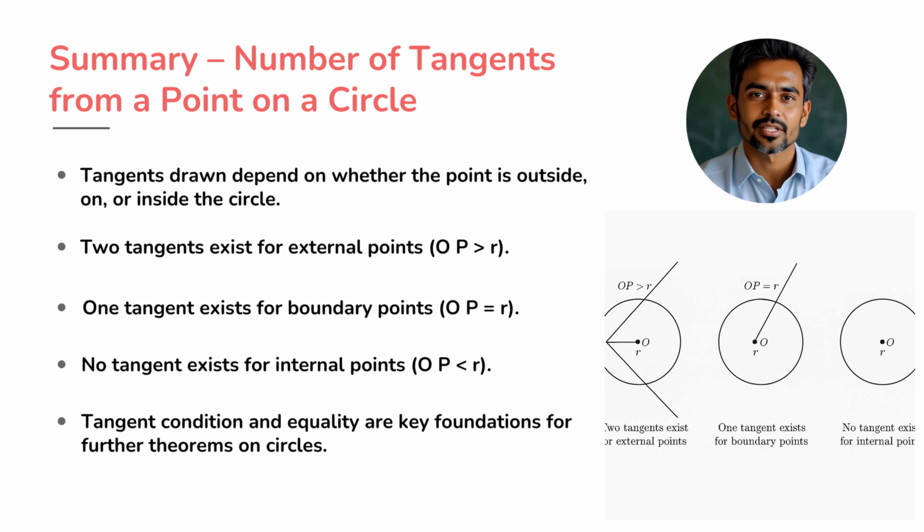Alright, let's wrap this up with a quick recap. We learned that the number of tangents depends on the position of the point relative to the circle. If OP > R, there are two tangents. If OP equals R, there is one tangent. If OP < R, there are no tangents. We also learned how to calculate the length of a tangent using PT equals square root of (OP squared minus R squared). And we saw real-life examples where tangent geometry applies, from wheels to gears and even orbital motion.